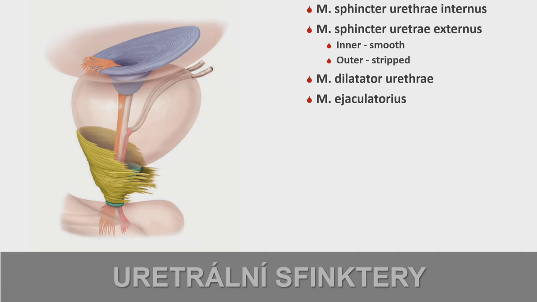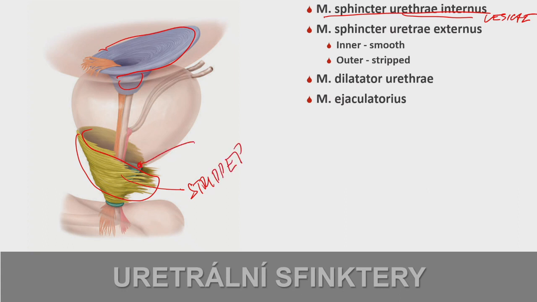So urethral sphincters in a male. We have this cone muscle, which is the sphincter urethrae internus or vesicae urinariae. Then we have an outer one. The outer has two layers. Outside is striped, and inside, the green one, is smooth. This is also smooth.